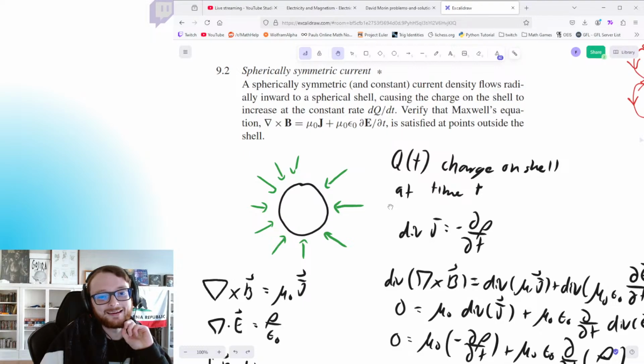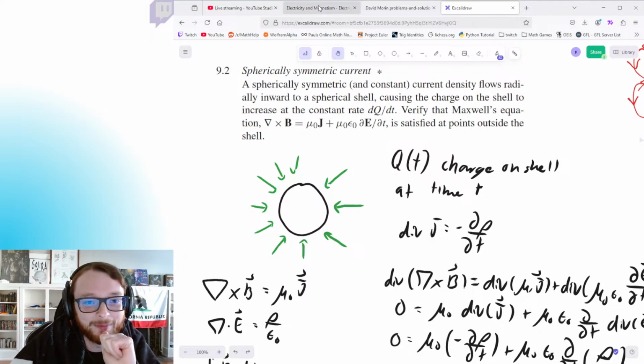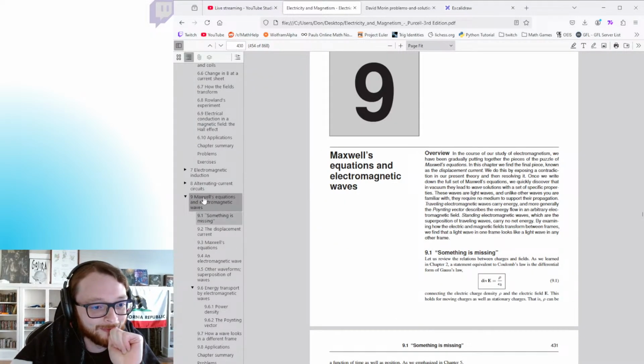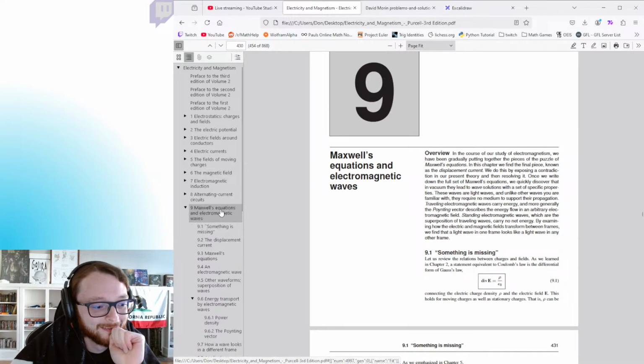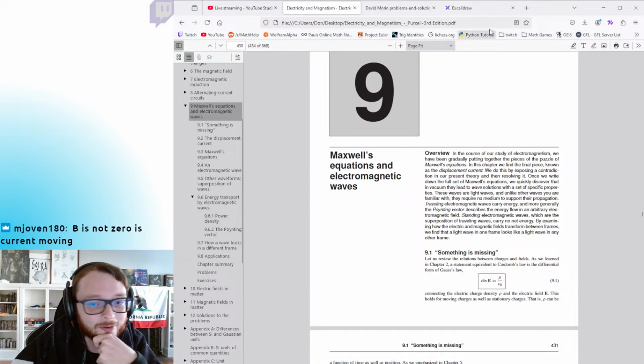I feel very confident that the dE/dt term should be non-zero. So I don't know. I think it's a lot of time for one star. Maybe I'll just look at the first sentence of the answer. Yeah, why not? We gave it some good thought. B is not 0. Current is moving.